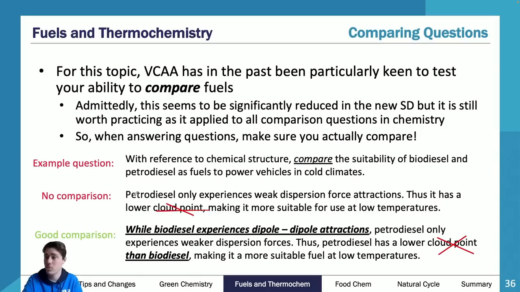This would struggle to even get a mark. If the examiner's feeling nice, they might give you a mark. If not, you probably won't get a mark here. This will get you 2 marks. So it's really important you understand those distinct differences between those two.